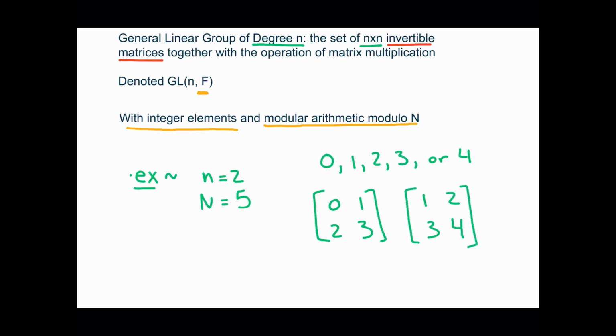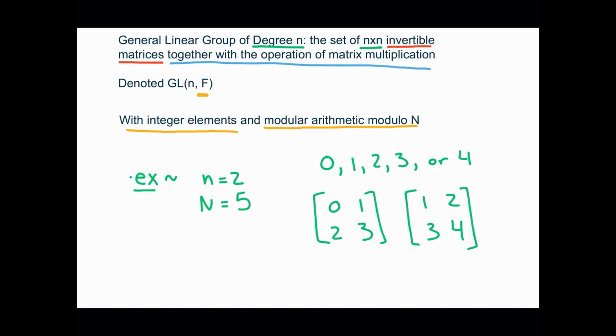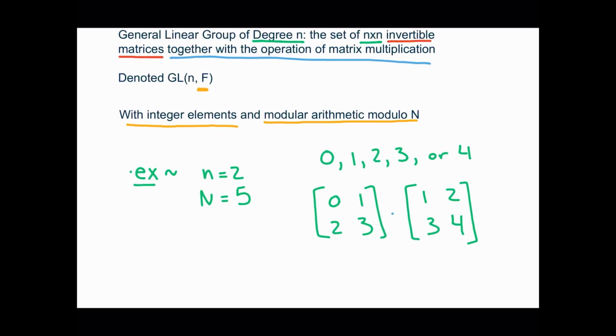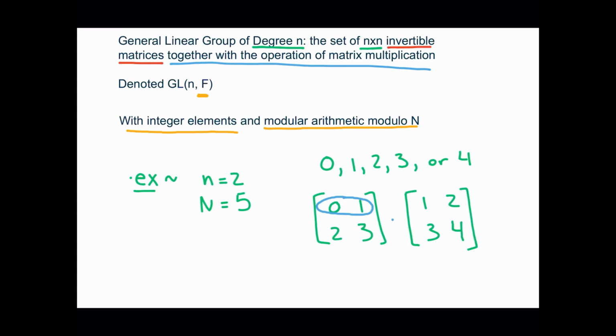This final portion of the definition of a general linear group of degree n, together with the operation of matrix multiplication, means that I would take two such matrices like these and then multiply them together. Now, matrix multiplication can be a little unintuitive. Compute the product of these two matrices. We're going to first work with the first row in the first matrix and the first column in the second matrix.